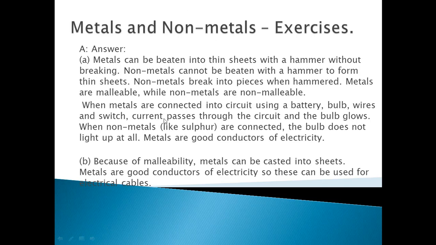Here are the answers given. What is the usefulness of the first one? Hammer. Because of malleability, metals can be casted or made into very thin sheets. And the next one is metals are very good conductors, okay, of electricity, so that they can be used for making electrical cables, electrical wires.